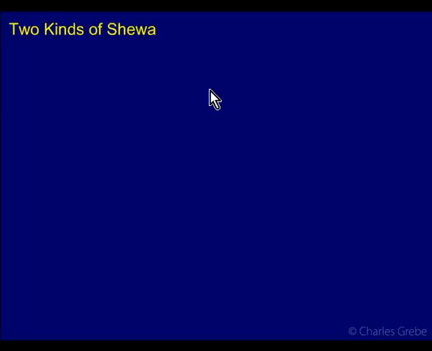Two kinds of Shewa. The Shewa, if you remember from your vowel chart, looks like this: two dots, vertically spaced. There's two kinds of Shewa. One is a vowel, and the other is a syllable marker. And I'm going to write this up really high because we're going to need all our space. The first is called a vocal Shewa. This is the one that's a vowel.